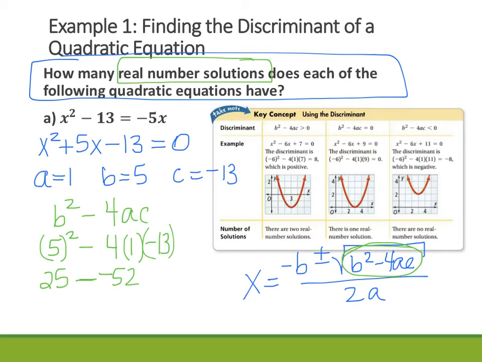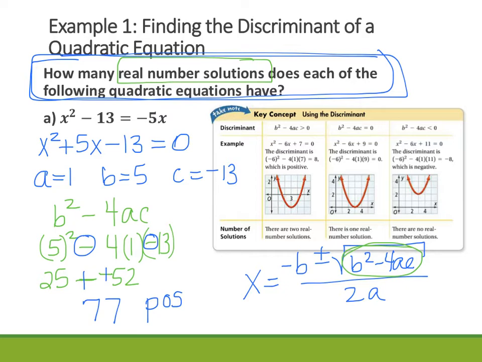So when you're looking at these negatives, be very careful. Since there's a negative here and a negative here, those two negatives are going to make a positive. And my actual discriminant is going to be found by taking 25 and adding 52 to it, which is 77. So my discriminant is 77. That's positive. And that's what I'm looking for. Is the discriminant positive? Is it 0? Or is it negative? Because if the only question I want to answer is how many solutions it has, then I just need to decide, is the discriminant positive, 0, or negative?